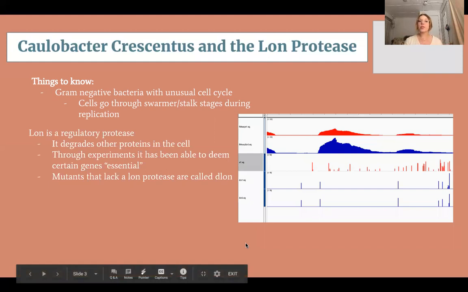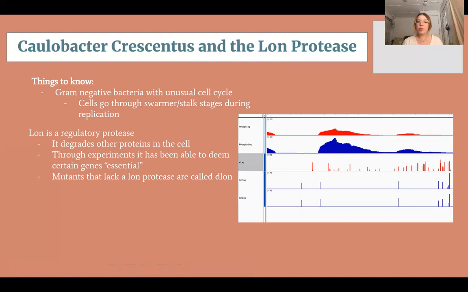Now, going back to how these experiments deem certain genes essential. Basically, through experiments, we're able to knock out a LON protease. That means that the mutants, delta LON, do not have this LON protease. They do not produce it in any sense. And so there's a lot of different regulation effects that you can see.